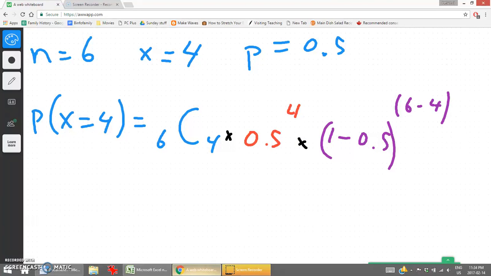So when we go 6C4, this is a combination. You're going to have that nCr button on your calculator. In binomials, we just change that r to an x, so it's going to be nCx, but as I said, it's the nCr function. You calculate it, you run that through, and we're going to get 15.